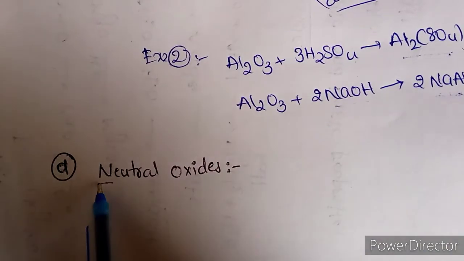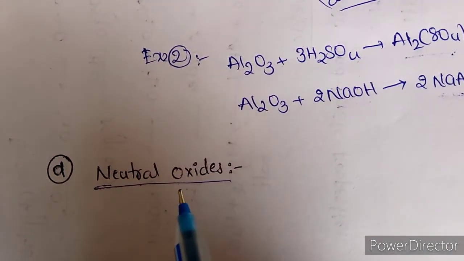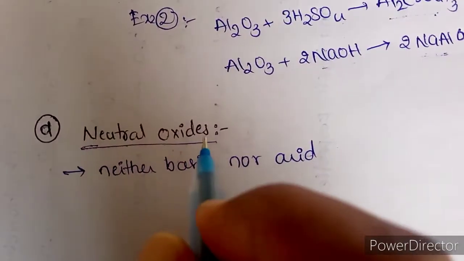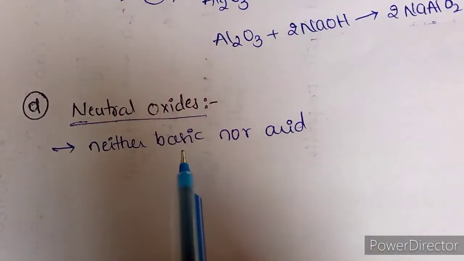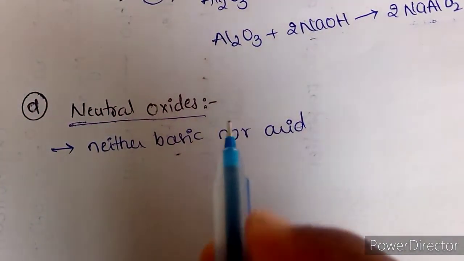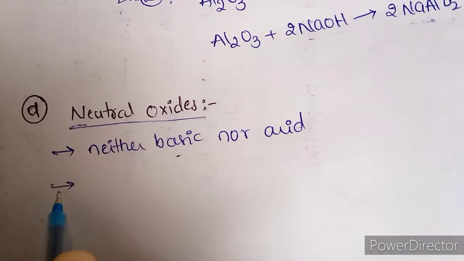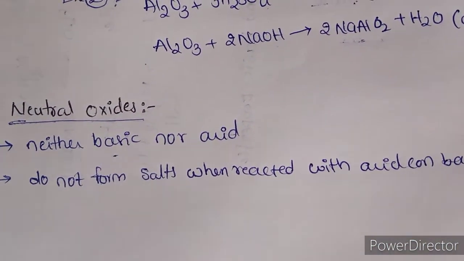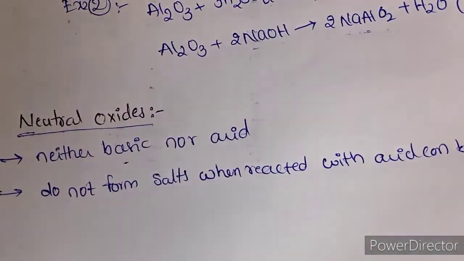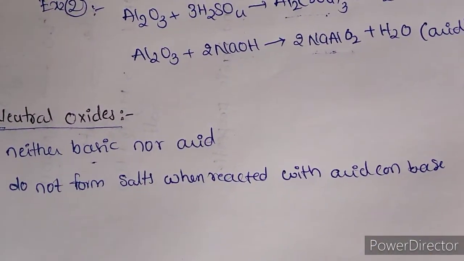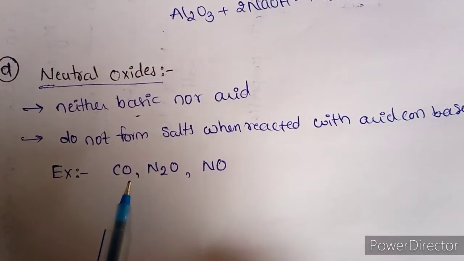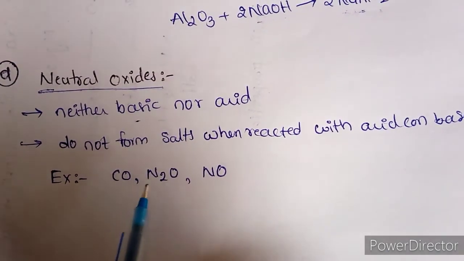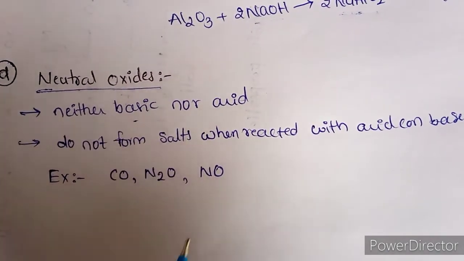Now we'll see neutral oxides. Neutral oxide means it neither shows acidic character nor basic character. That means it doesn't have acidic and basic characters, and it does not form salt when treated with acid or base. Examples: carbon monoxide, nitrous oxide, and nitric oxide.